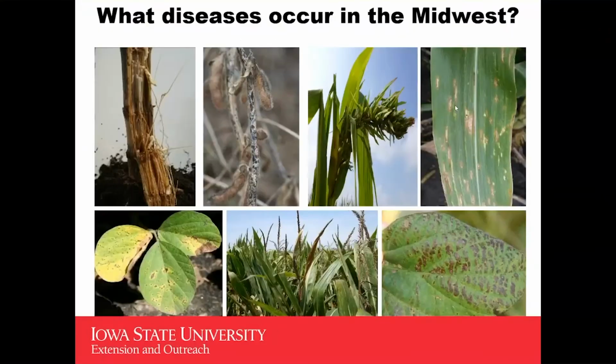So the first slide here, I always like putting up this collage to show that field crop diversity in the Midwest is pretty diverse. You've got a lot of different diseases that affect different stages, different plants, obviously. So it's quite diverse, and it can be quite challenging to identify everything out there while scouting.